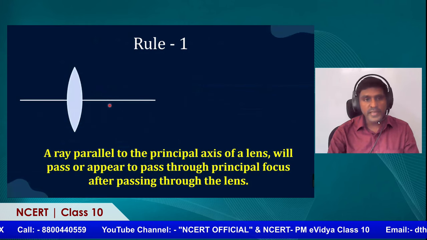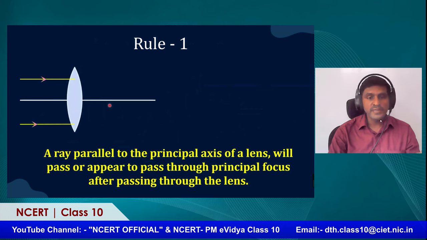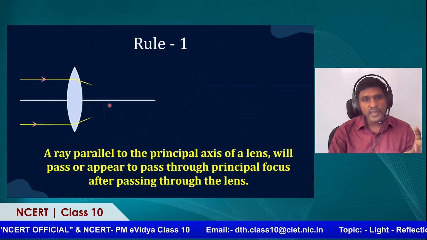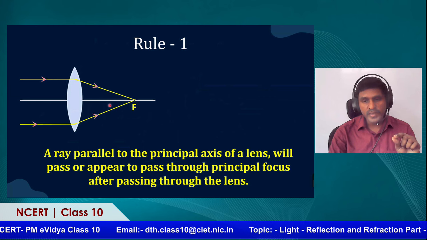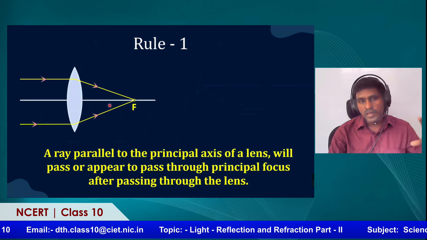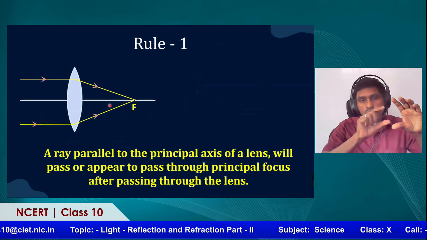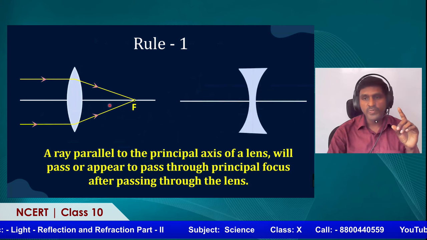First rule: when a ray parallel to the principal axis is incident on a convex lens, it will converge at a point, which we call the focus. So while you are drawing a ray diagram, if a ray of light is coming parallel to the principal axis, it should pass through the principal focus. That rule you must know.